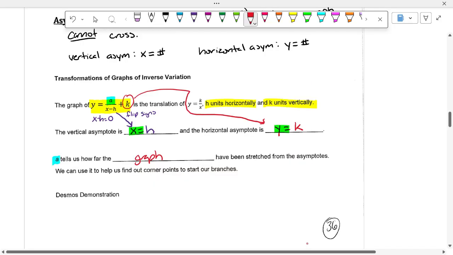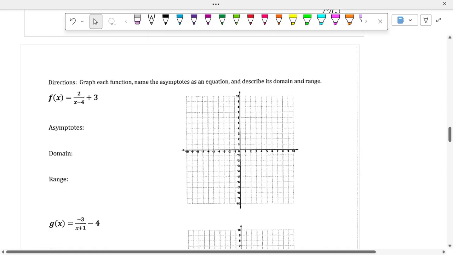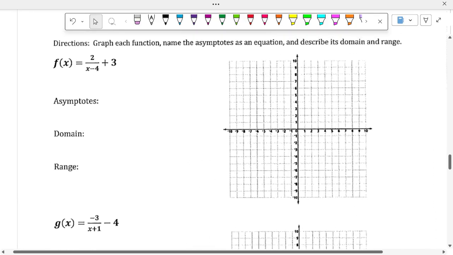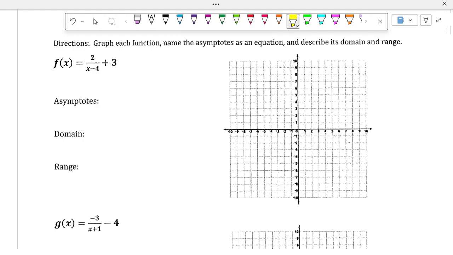So if I go back to here, let's actually look at this. So whenever you graph, the very first thing that you should do is identify your asymptotes, which, by the way, if you can identify your asymptotes, you got your domain and range right there. All right. So let's start by identifying my asymptotes. So let's start with vertical.